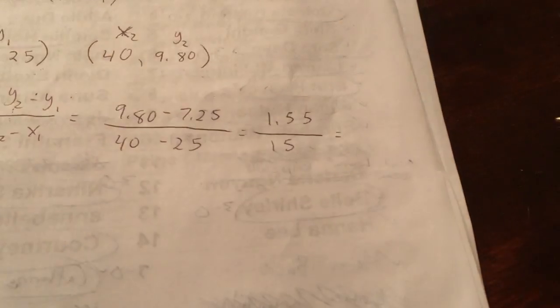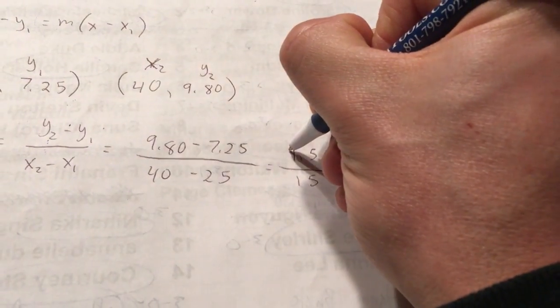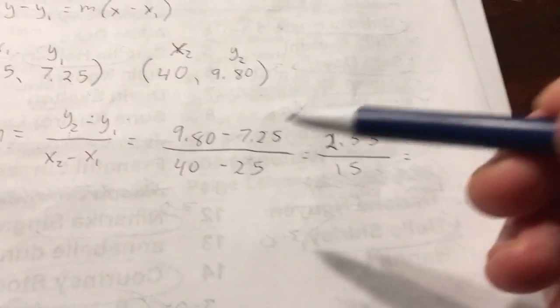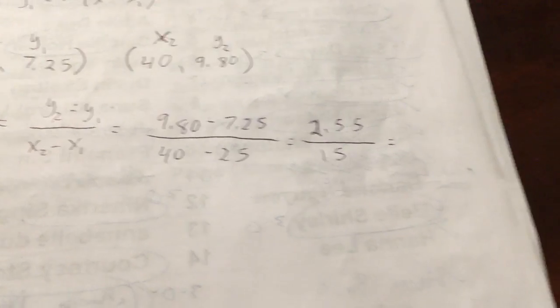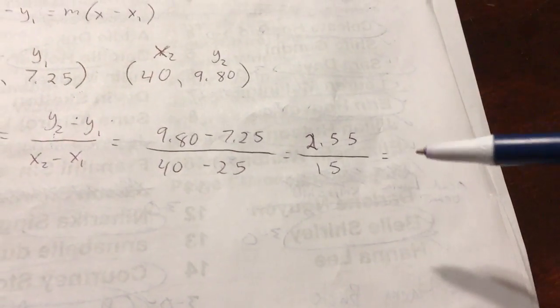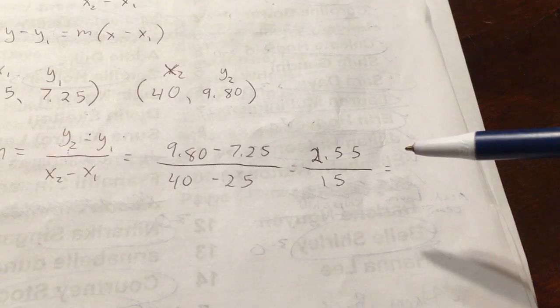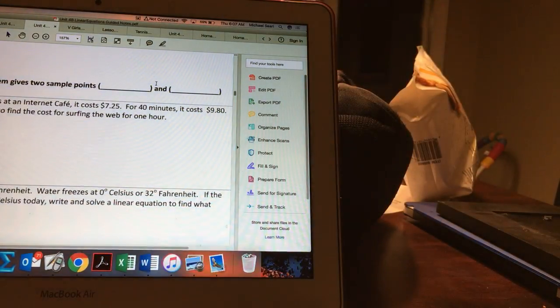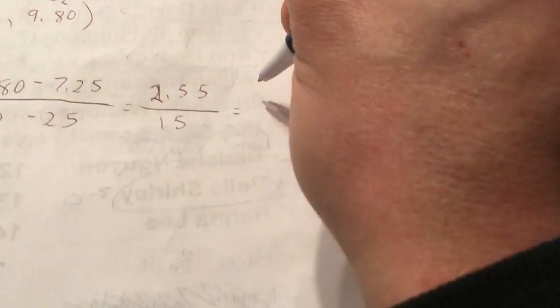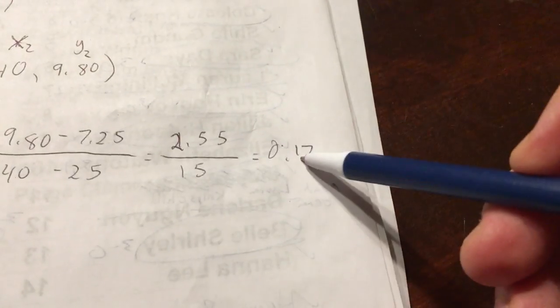Did anybody catch my mistake? It's actually 2.55, not 1.55, when you subtract 9.80 minus 7.25. Again, guys, use your calculators to avoid careless mistakes like that. So 2.55 divided by 15 is 0.17. So we have 0.17. Is what that ends up being.